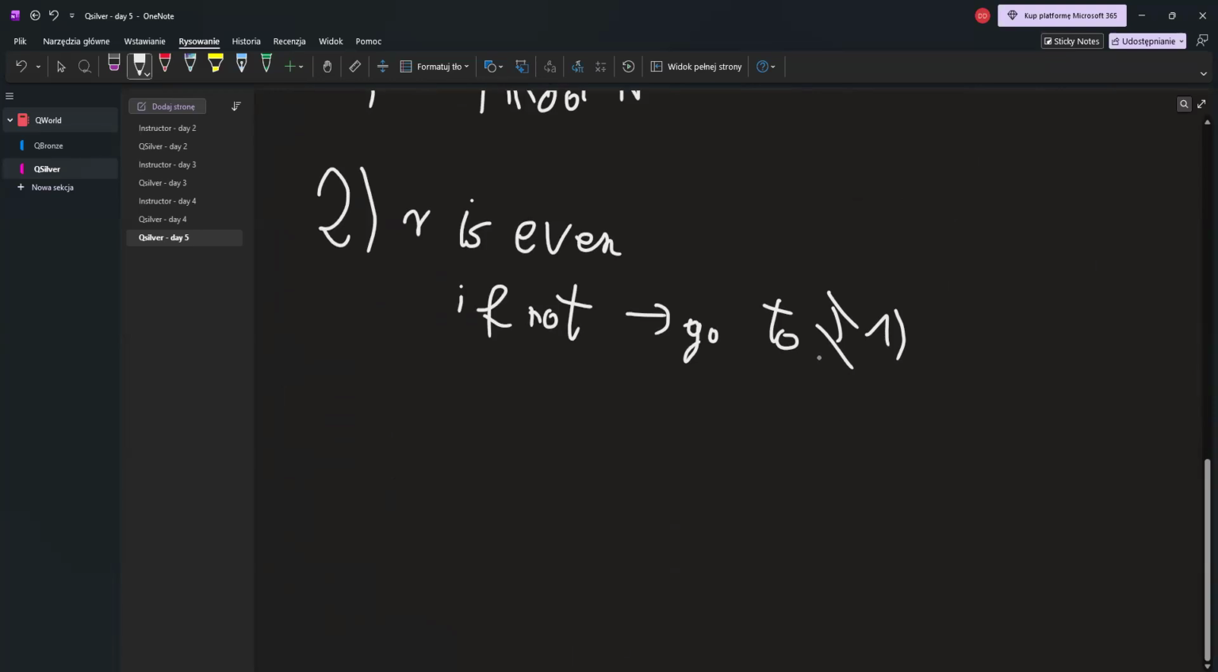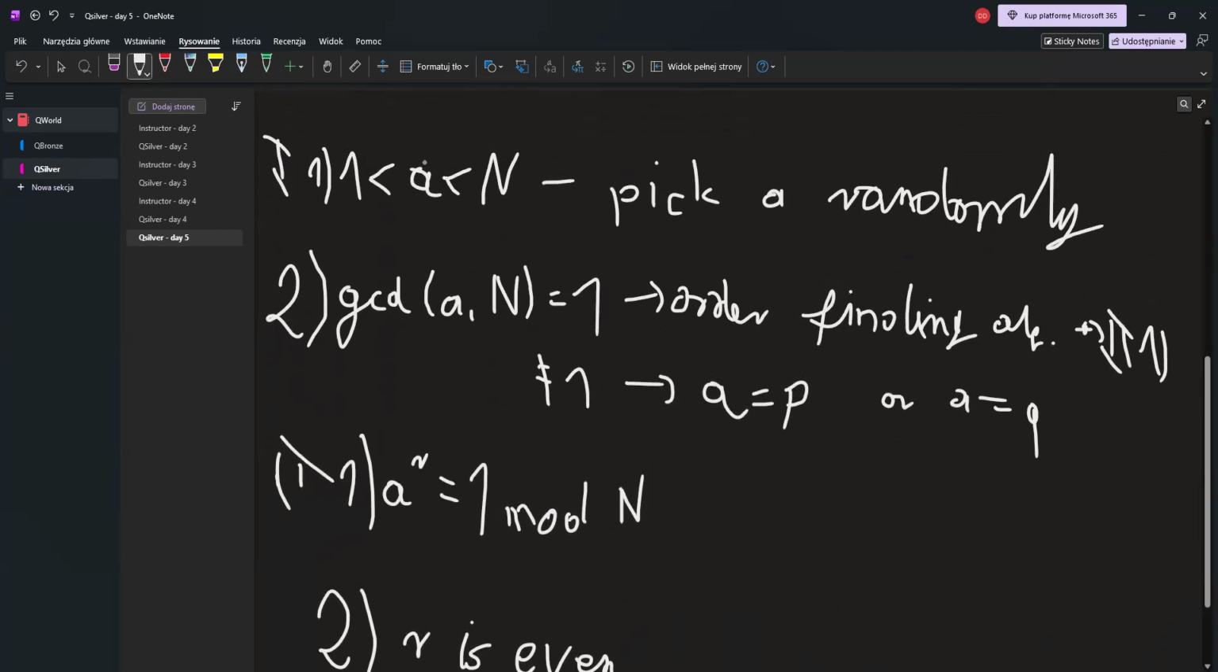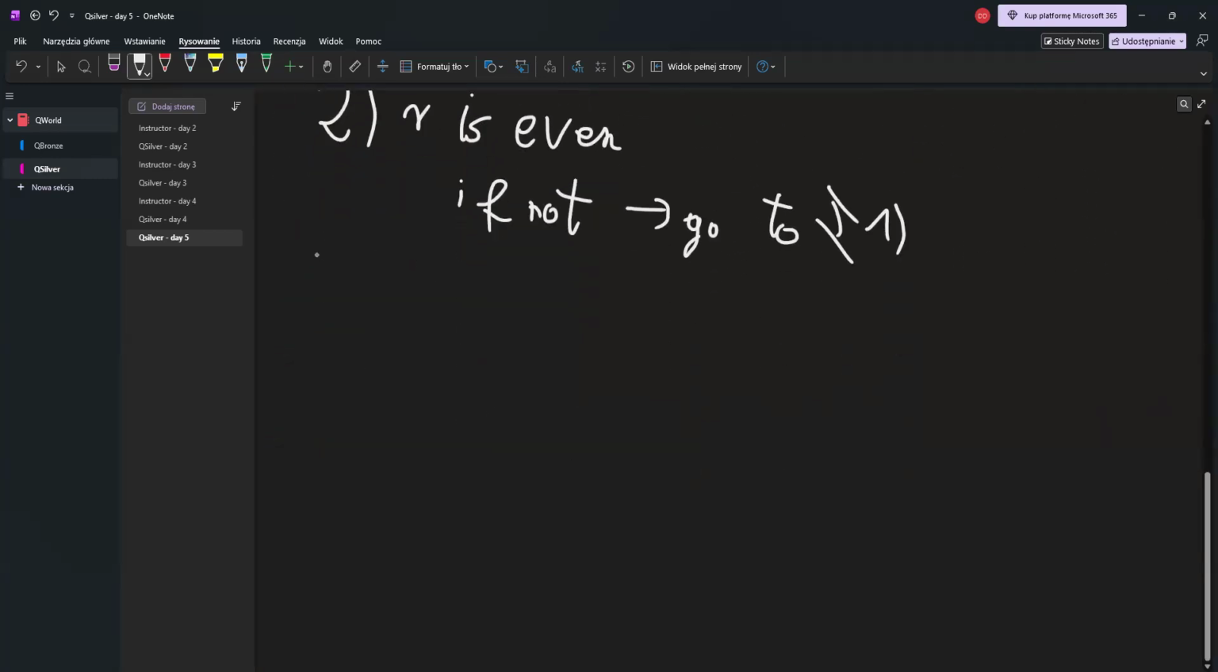And very often we will not be lucky. It's more of a luck thing that we will guess the R that is even. But if it's odd, then we just need to restart everything, and we cannot do much about that. Again, this is one of the parts where Shor's algorithm is kind of random. So if we have an odd R, then we need to pick a different A. And if it's even, then we can go further.